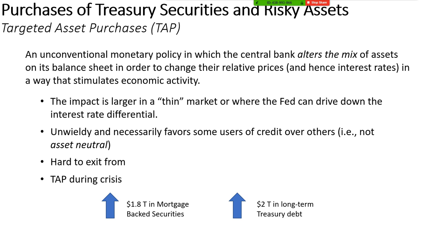So the impact of targeted asset purchases is greater in some markets than in others. So in a thin market, and what we mean by thin is one where there are not many buyers or sellers and where the market is illiquid as a result. So in other words, it's hard to find a buyer. That's a market that's not liquid. Then targeted asset purchases are more successful at stimulating economic activity for the simple reason that the Fed is entering as a buyer.